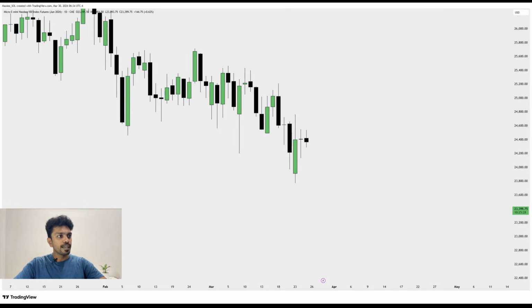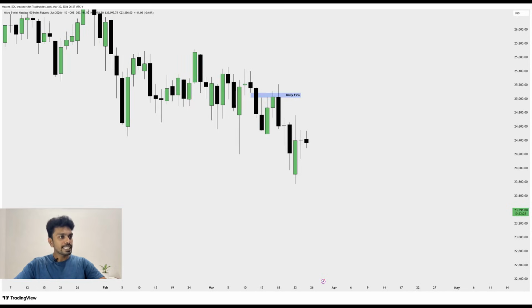Every day, I start my analysis from the daily time frame. On the daily time frame, I can clearly see that the order flow is bearish. How do I confirm that? Price is clearly respecting the bearish PD arrays. Price is respecting the daily fair value gap and the daily order block.